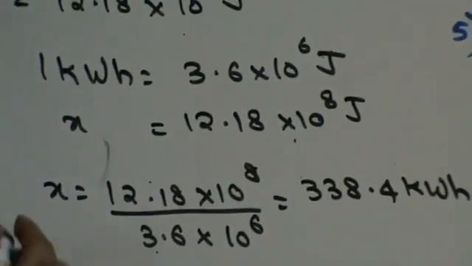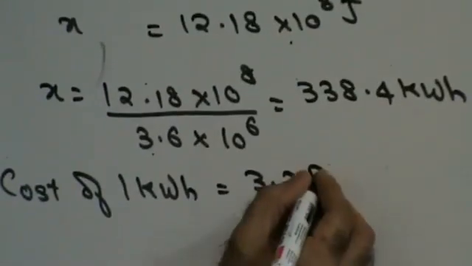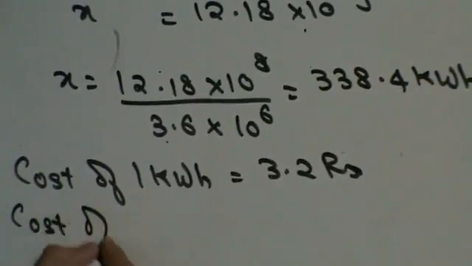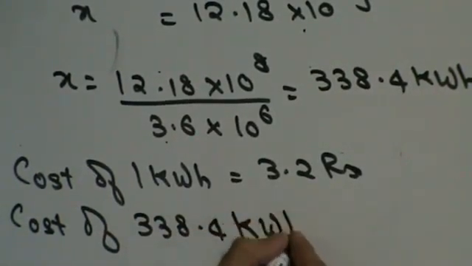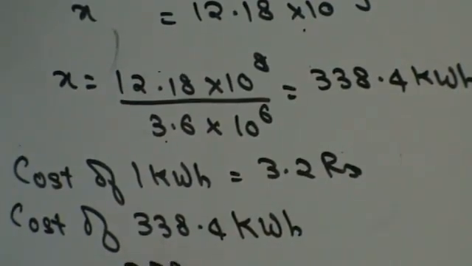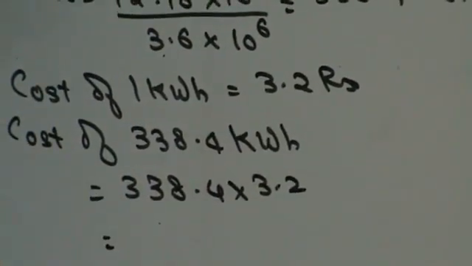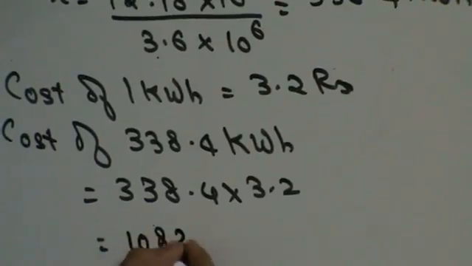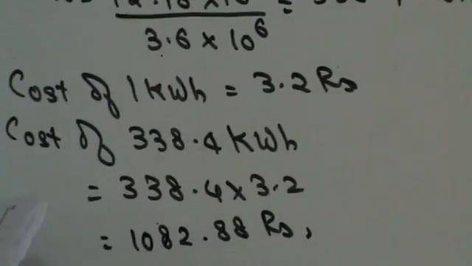Once you have done this, they tell you that the cost of 1 kilowatt hour is 3.2 rupees. Therefore, what will be the cost of 338.4 kilowatt hour? It will be nothing but 338.4 into 3.2. When you solve this, this will come to 1082.88 rupees. So that will be the electricity bill for the month.